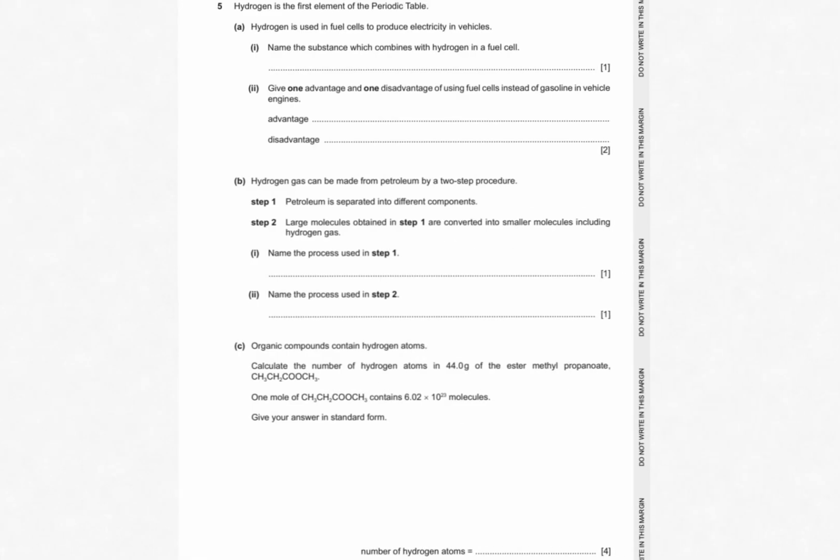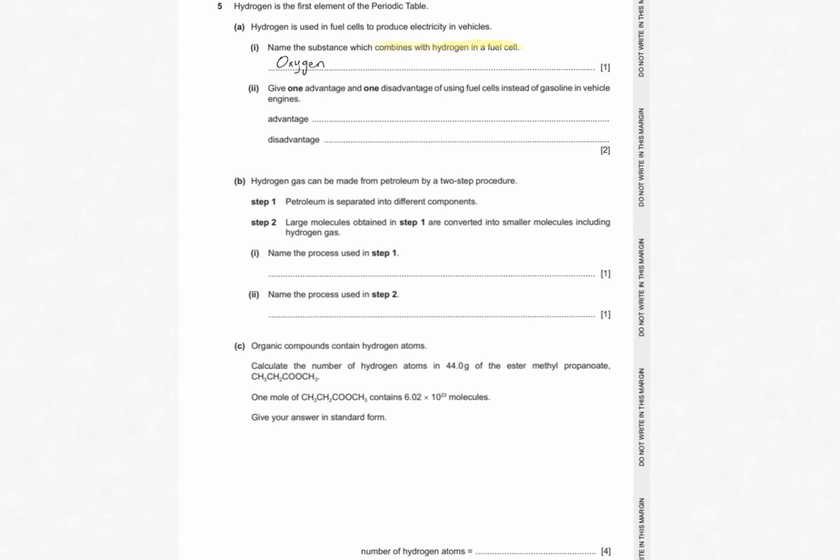Okay, next page, question 5. Hydrogen is the first element of the periodic table. Hydrogen is used in fuel cells to produce electricity in vehicles. Now, the difference between hydrogen fuel cells and normal gasoline is gasoline undergoes combustion, whereas hydrogen undergoes electrolysis to form water. So they ask, name the substance which combines with hydrogen in a fuel cell. This would be oxygen, because hydrogen with oxygen will produce water.